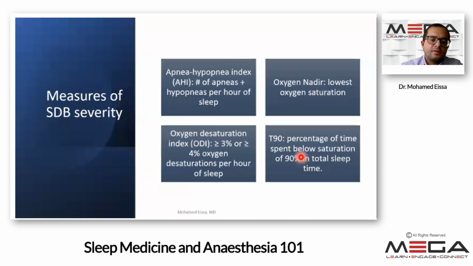It is the percentage of time spent below saturation of 90% in the total sleep time. So the AHI, as we all know, is used to classify sleep apnea into mild, moderate, and severe. And oxygen nadir is usually used to classify the desaturation as mild, moderate, or severe in patients with sleep apnea.